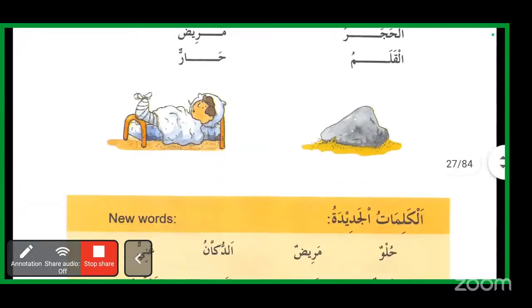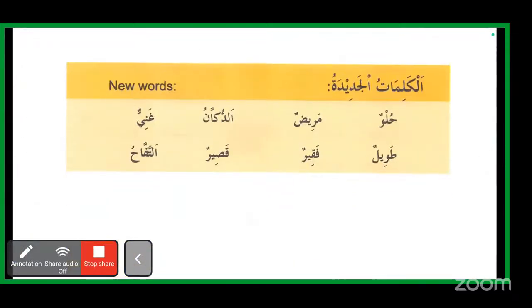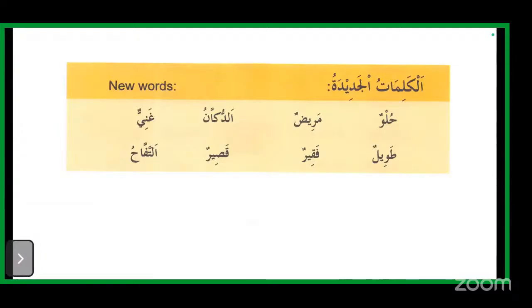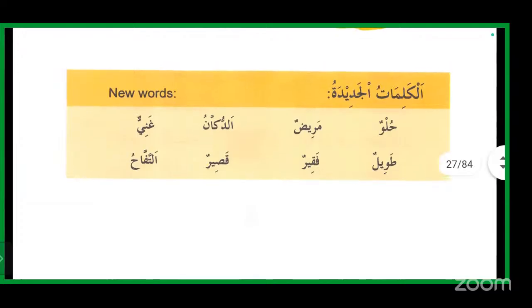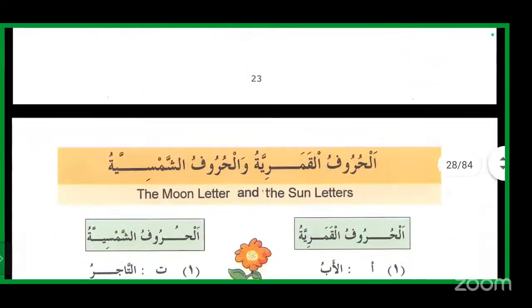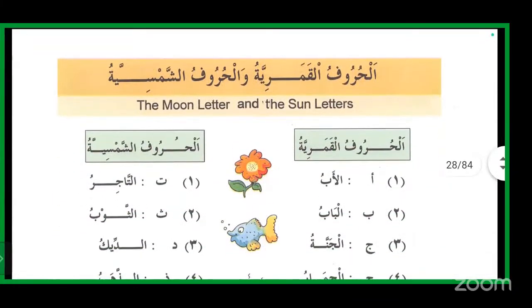Now the next is الكلمات الجديدة. حلو means sweet. مريض means a patient, unwell person. الدكان means shop. غني means rich. طويل means tall or long. فقير means poor. And then قصير means short. التفاح means the apple. The next topic is about حروف القمرية والحروف الشمسية.